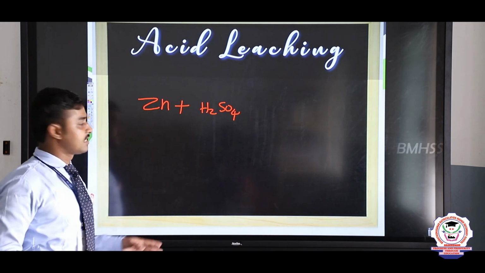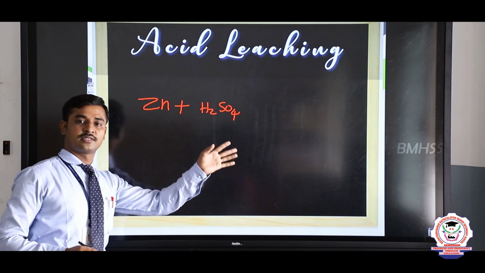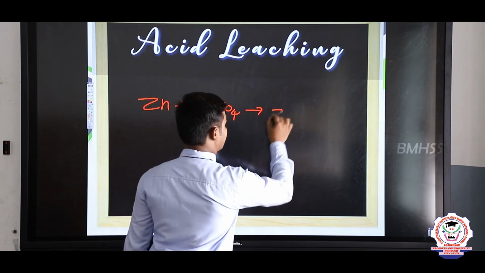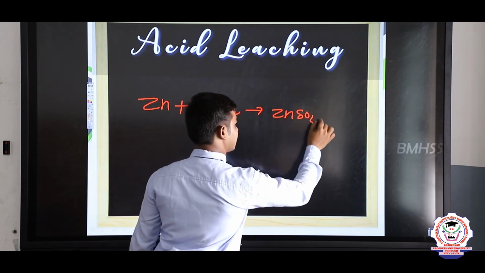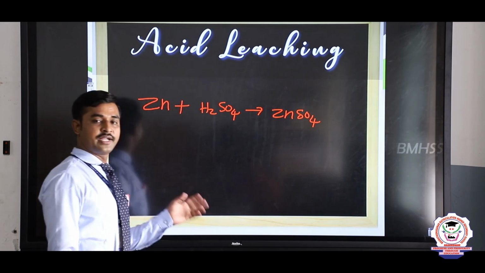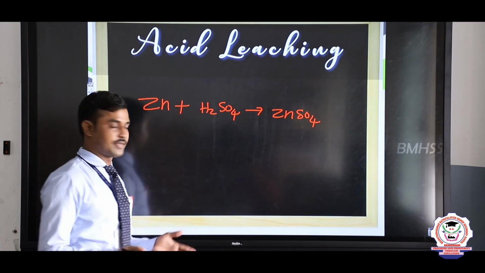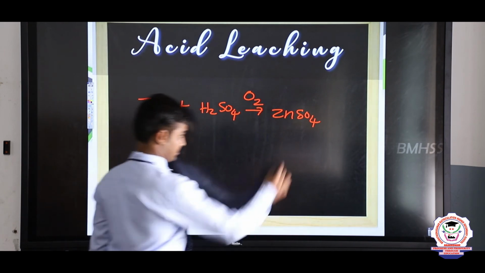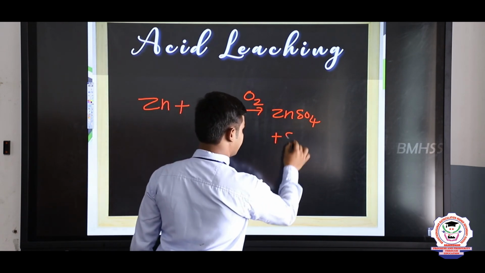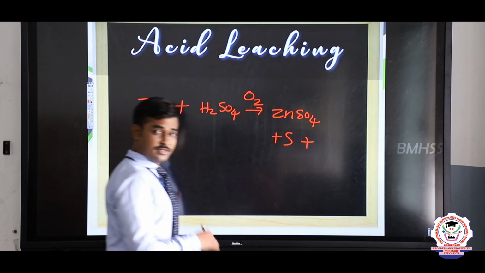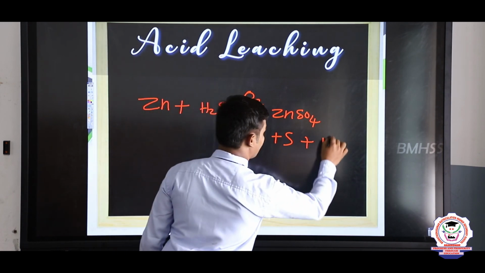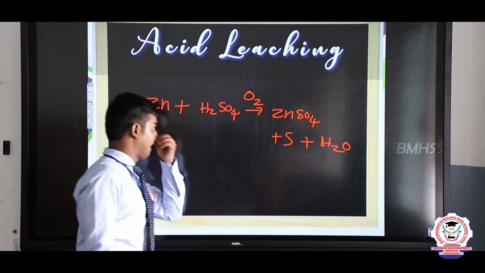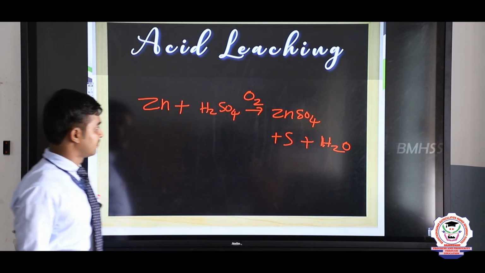It's a very easy reaction. Whenever the zinc reacts with the sulfate, it forms zinc sulfate. So the product obtained is zinc sulfate. The reaction occurs in the presence of air, so the oxygen is also involved in the reaction. So zinc sulfate is obtained and the sulfur atom is removed and water molecules are also removed. This is the form of the reaction.